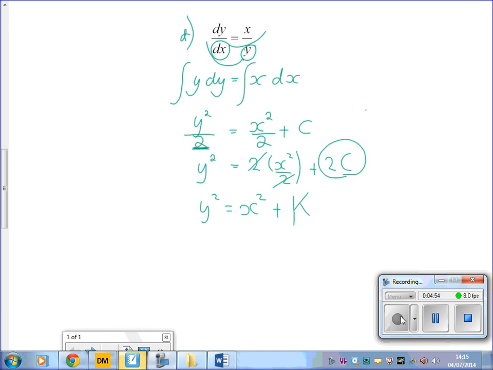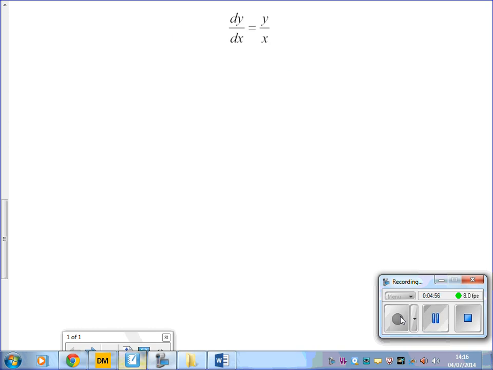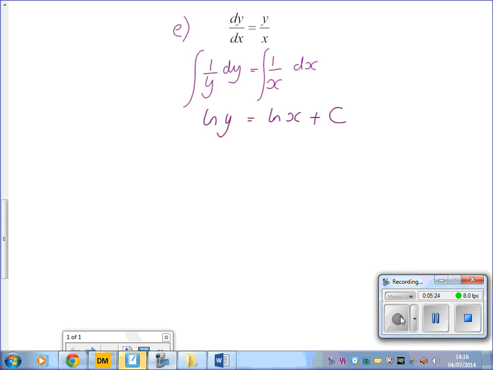This is part E. This is a little different in that I'm going to have 1 over y dy on this side, but also 1 over x dx on this side. Integrating both sides, so 1 over y gives ln y, and on this side ln x, and on this side I'm remembering to put my constant.